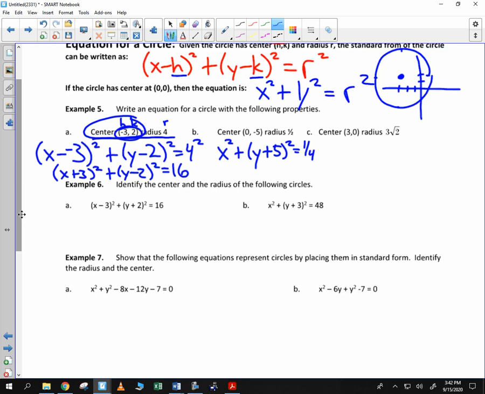What about a center at 3, 0? So it's an x minus 3, and then that 0 for the y is just going to be a y squared. If you square the radius, if we square 3 roots of 2, that's 3 roots of 2 times 3 roots of 2, or 9 roots of 4. Well, the root of 4 is 2, times 9 is 18, so that's what we get.